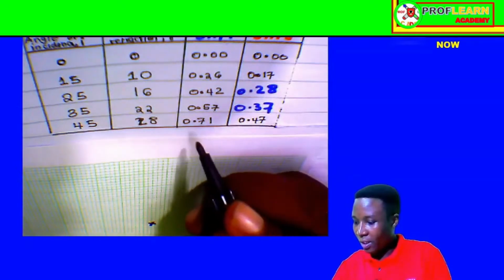That point is there. The next point we need to plot is 0.47, this one, and 0.71. 0.47 is here. We need to move up to 0.71. That point is there. Now we have obtained all the points as shown on the graph there.